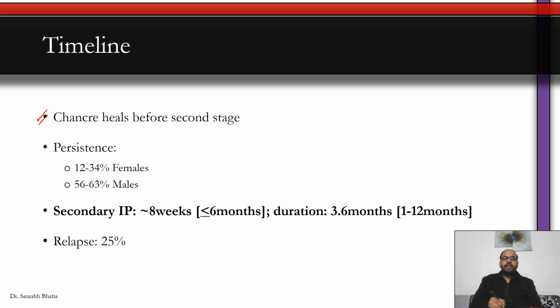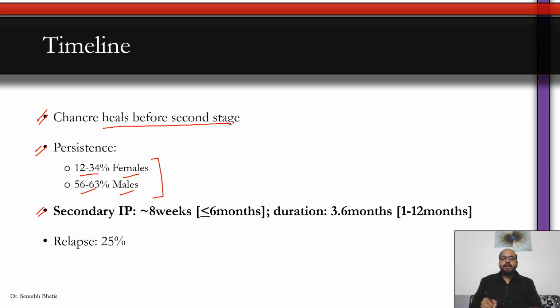The chancre usually heals before the second stage begins, but the primary chancre can persist in about 12 to 34% of females and 56 to 63% of males. So the primary chancre actually heals first, and then the process of development of the secondary stage starts. But in this population, about 34% of females and 63% of males, the primary chancre can still be present when the patient develops a secondary rash.